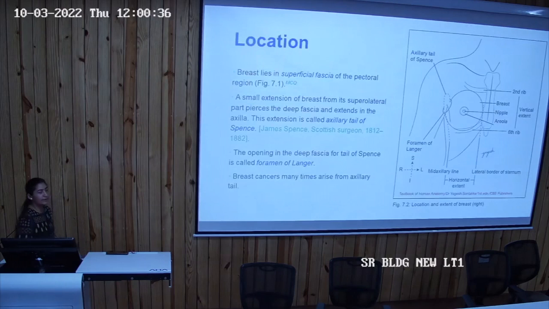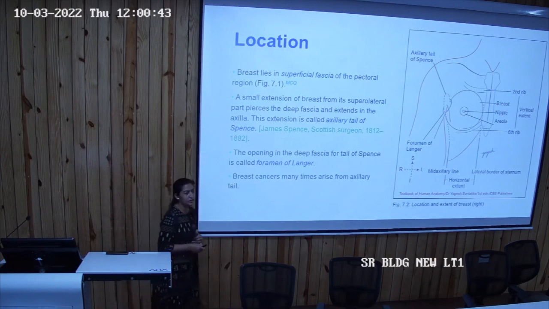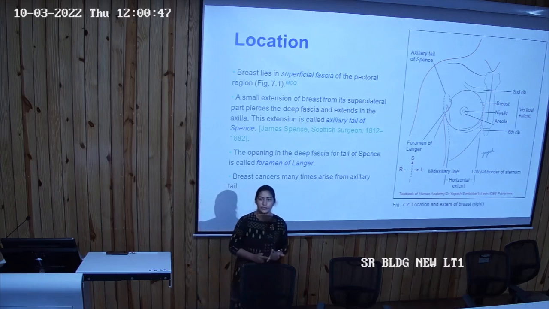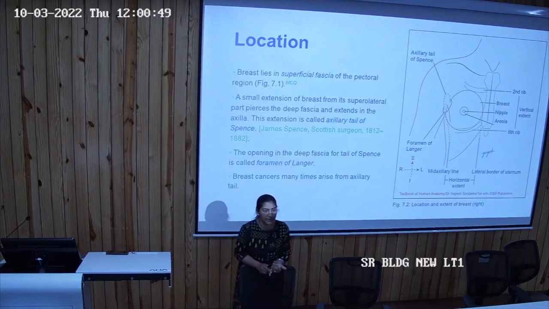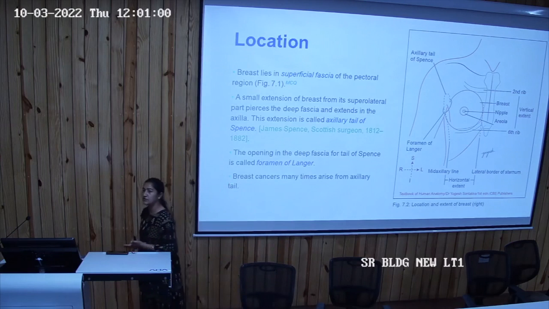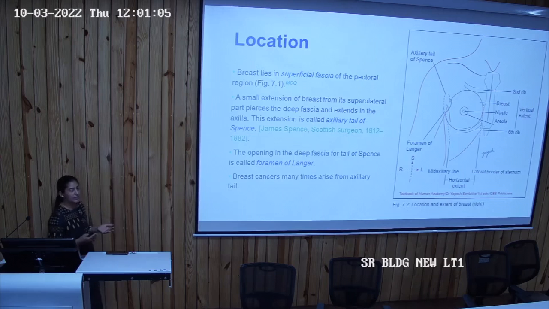Now where is the mammary gland located? The mammary gland has a very peculiar feature: it is located in the superficial fascia. So it underlies the skin, and it lies between the superficial and the deep fascia. What is the deep fascia of this region known as? The deep fascia of this region is known as pectoral fascia. So above it lies the mammary gland.